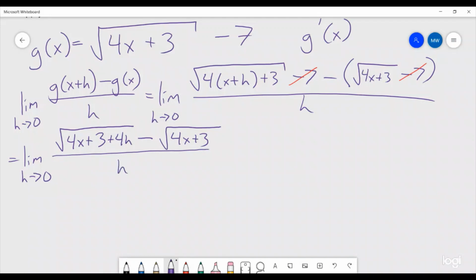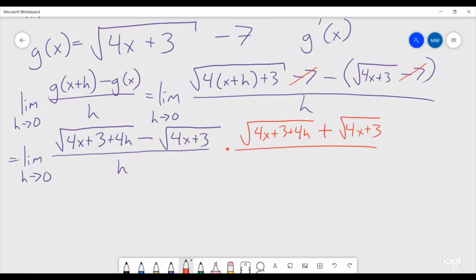And at this point, we need to figure out how can we cancel an h out from the top. We can't just go boom, boom, we're done. That's not a valid thing that we can do. So what we have to do is we are going to multiply the top and bottom by the conjugate. So that is going to be multiplying the top and bottom by the square root of 4x plus 3 plus 4h, plus the square root of 4x plus 3. And when we do this, this is going to have the nice property of the top becoming something that's a lot nicer to deal with.